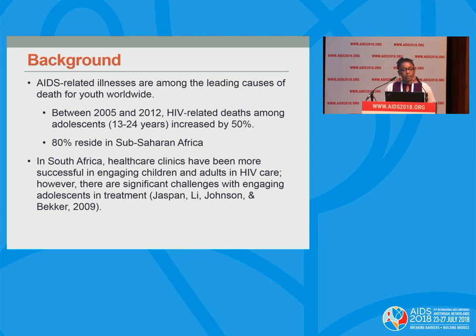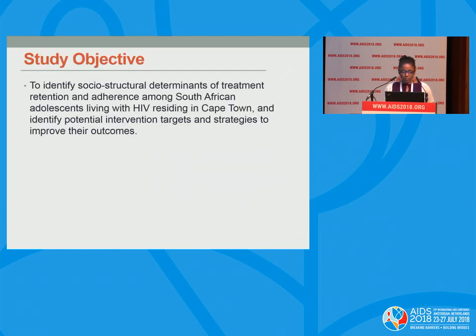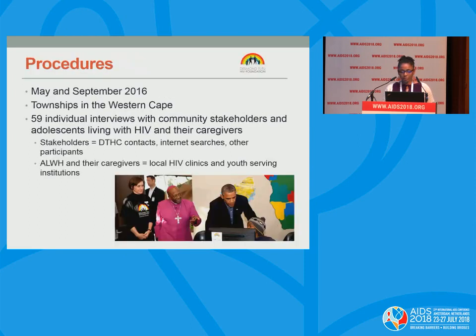In the healthcare clinics, there's been a lot more success with retaining children and adults in care, but we've really struggled with retaining youth. Often we are losing them once they make that transition from pediatric to adult care, and a lot of times they return with advanced HIV disease. So the purpose of this study was to identify social structural determinants of treatment retention and adherence among South African youth. And we were really hoping to identify potential intervention targets and strategies to improve their outcomes.